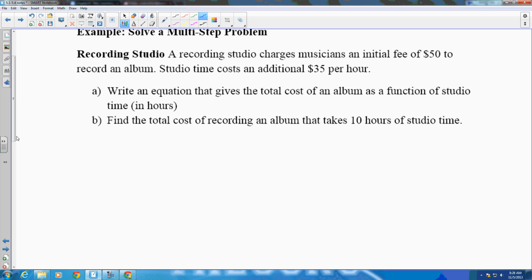A recording studio charges musicians an initial fee of $50 to record an album, and studio time costs an additional $35 per hour. Write an equation that gives the total cost of an album as a function of studio time.